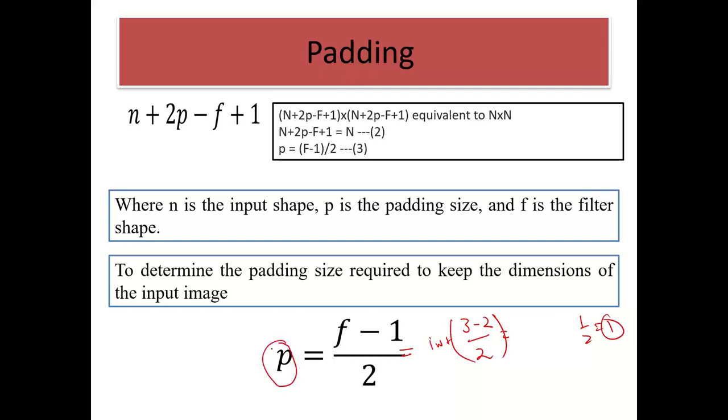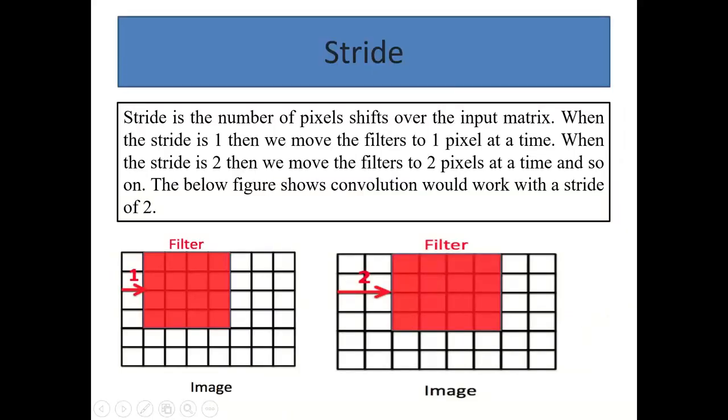So with the help of this, we can find how many paddings we have done. Generally, when we write the convolutional layer, we need to design what the padding should be. We are not going to assign it randomly; we need to know the background. So now we come to stride.